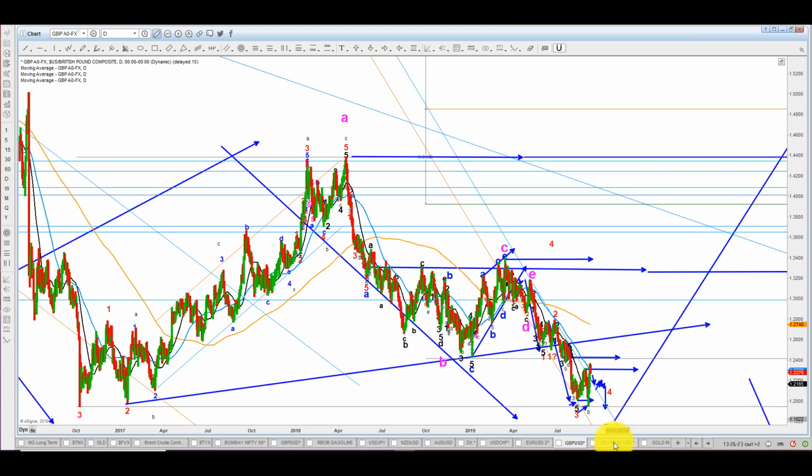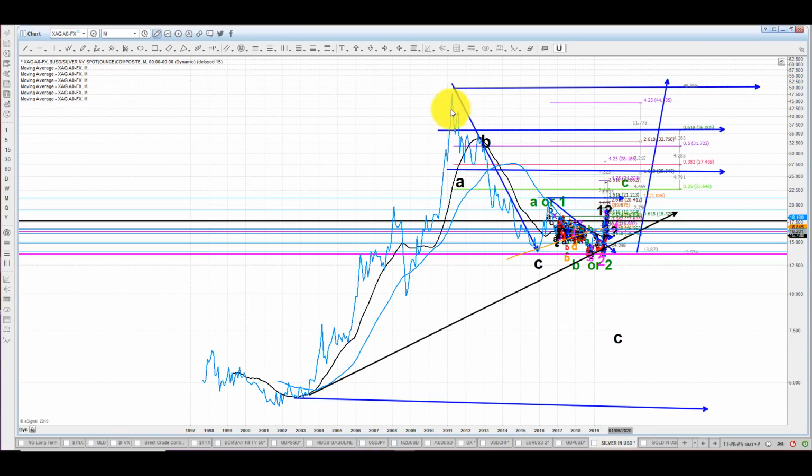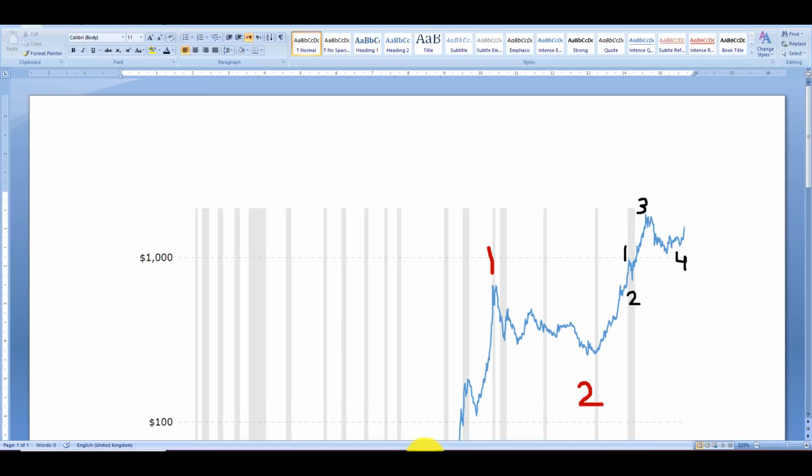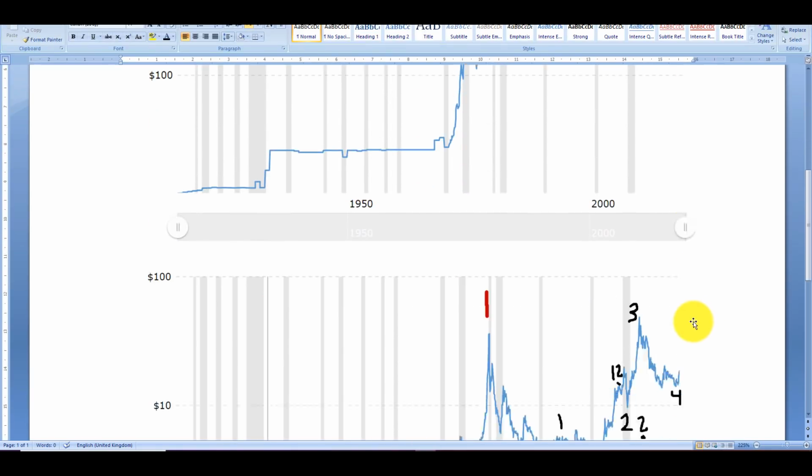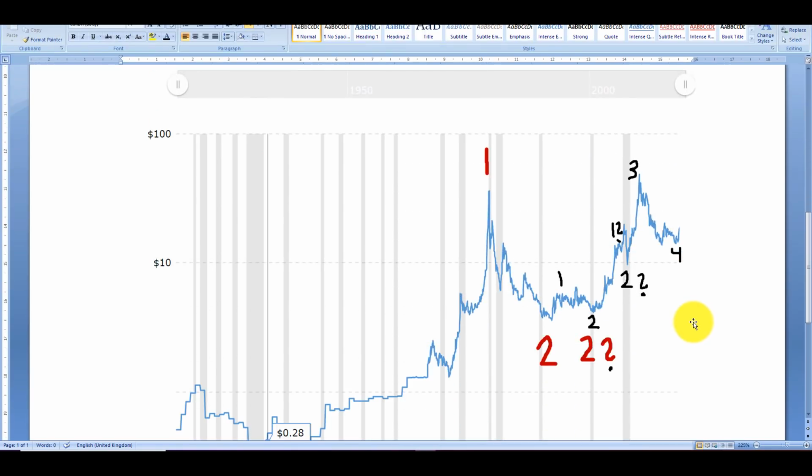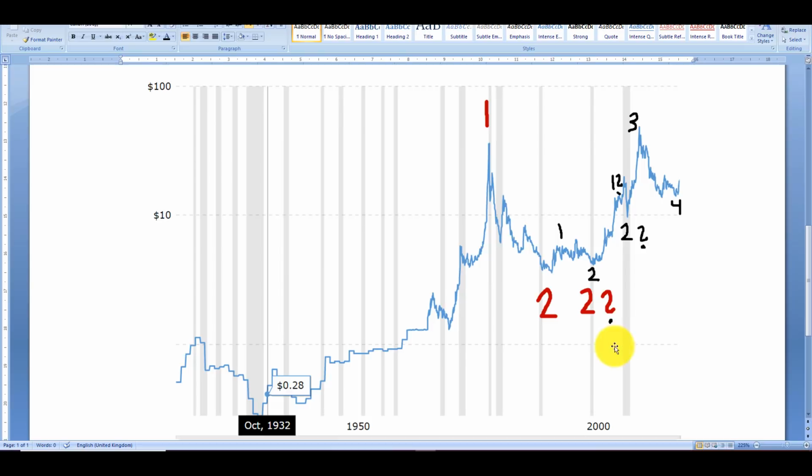Okay, we are coming to discuss the chart of silver, and I want to refer to a really exciting chart that I have analyzed here. This is silver on the scale of 100 years, basically. It's a 100-year chart of silver.